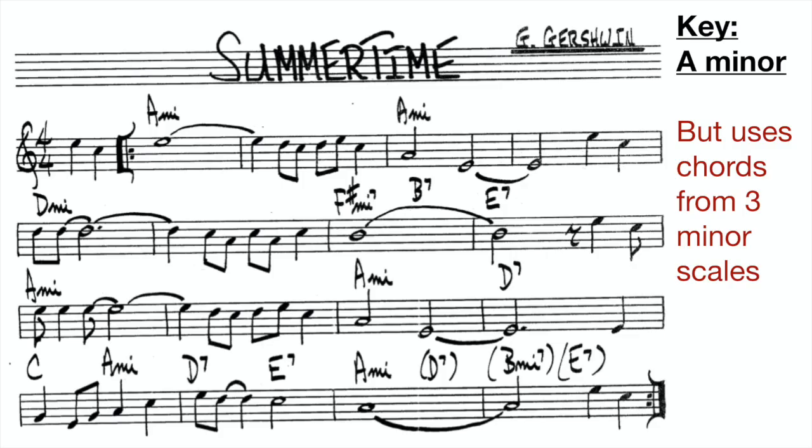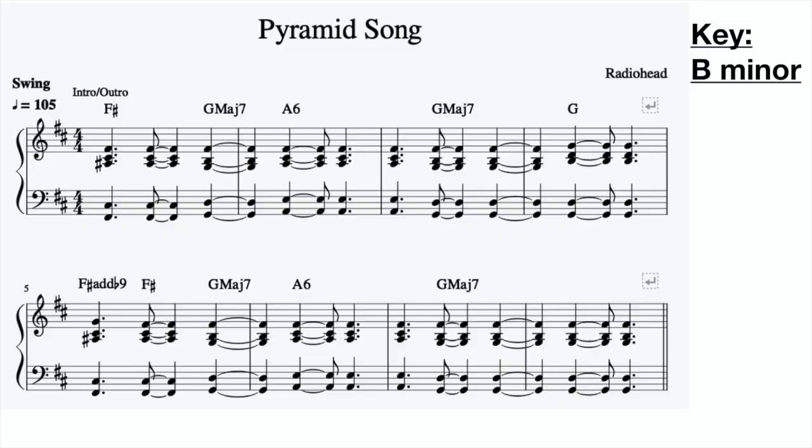So here we have a song that is in the key of A minor, but uses or borrows chords from three different minor scales, all beginning on that A note. Notice also that the song starts and ends on the A minor chord, if you ignore the turnaround. Pyramid Song does something similar.